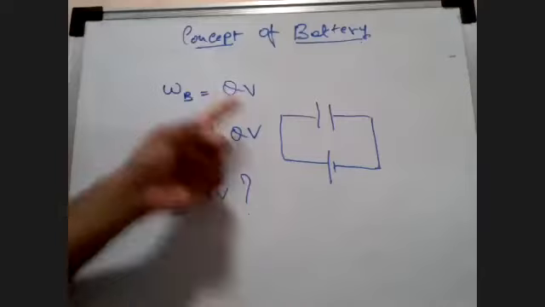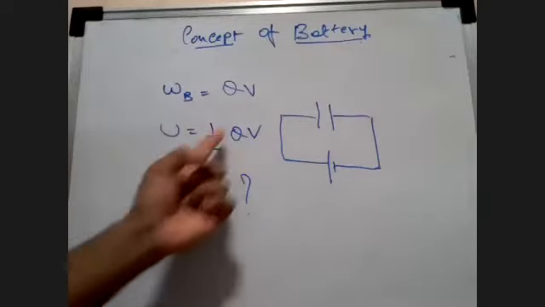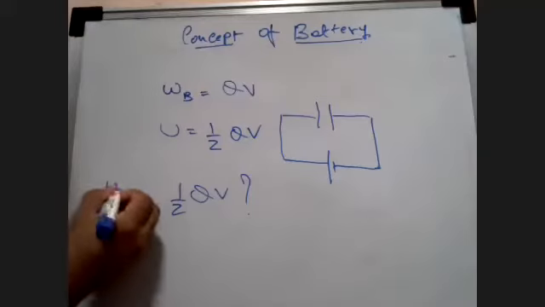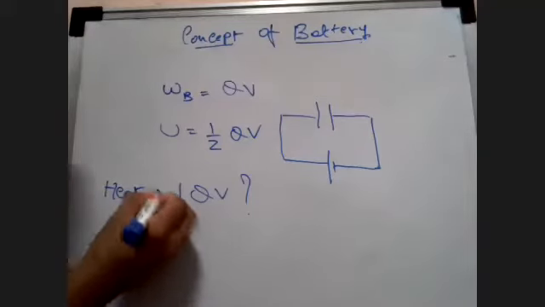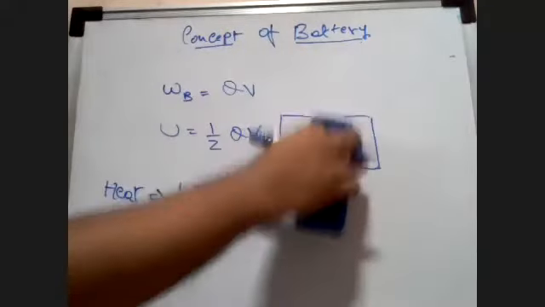If QV is the work done by the battery and the energy stored by the capacitor is only half of the work done by the battery, where did the other half go? It went in the form of what? Lost in the form of heat. Okay, good. Heat, exactly.